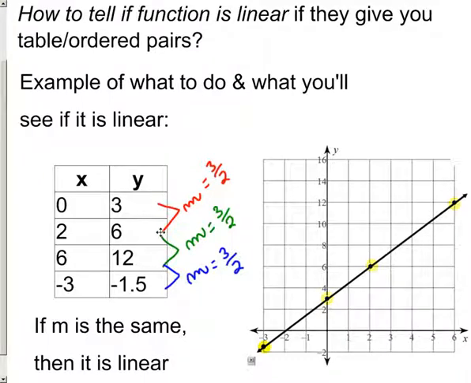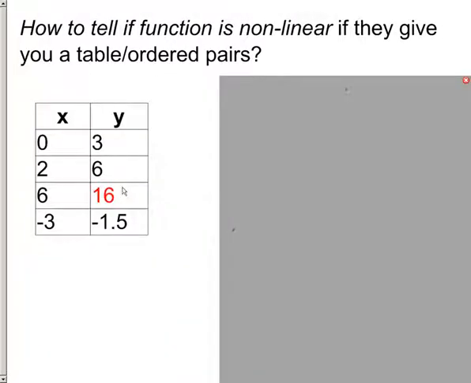Take the first 2 points, get a slope. Then take the second and third point, see if it's the same slope. If it's the same slope, go to the next set of points, the third and fourth one. So that's pretty straightforward. What does it mean if suddenly we take the exact same points, but I change 6, 12 to 6, 16?